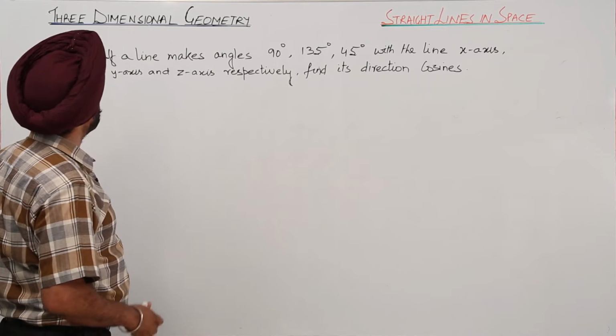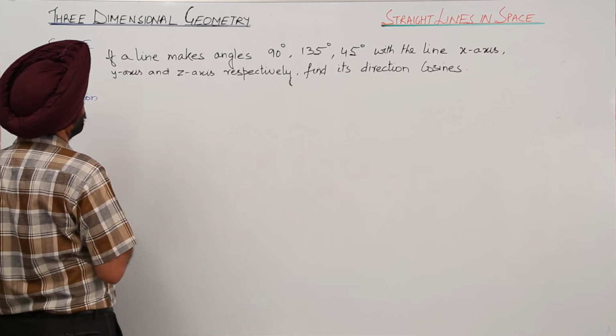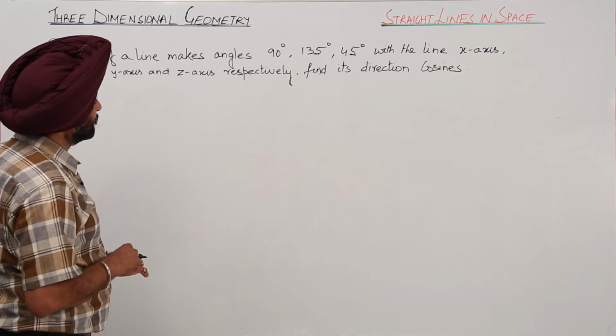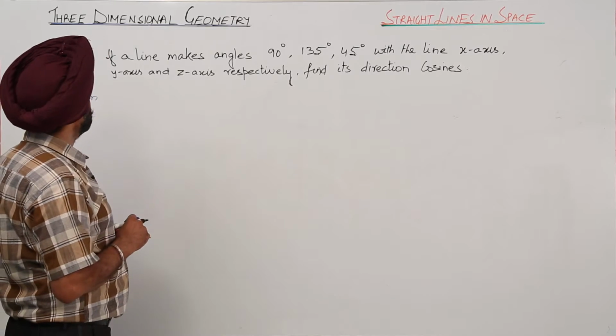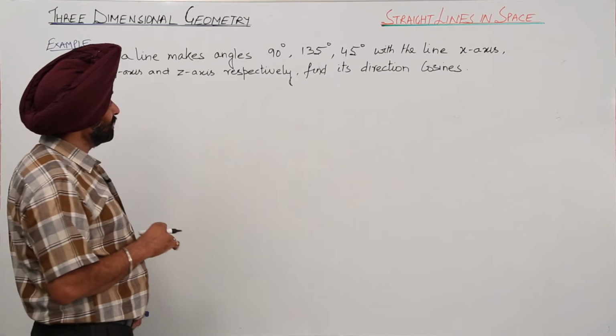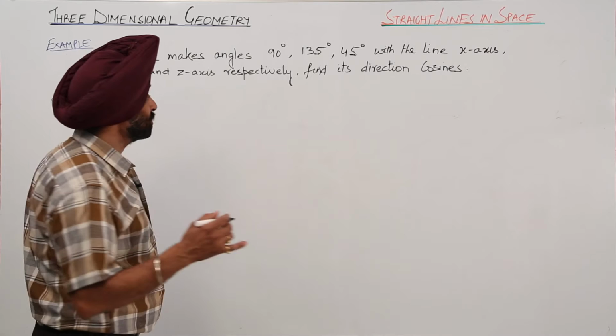Example for the direction cosines. Now if a line makes angles 90 degree, 135 degree and 45 degree with the x axis, y axis and z axis respectively, then we have to find the direction cosines of the line.